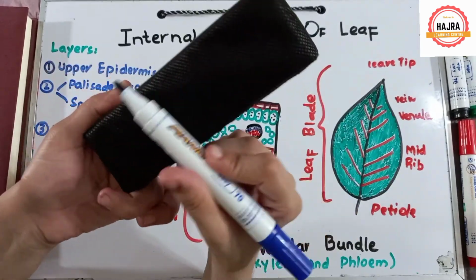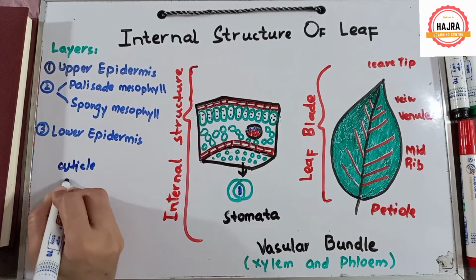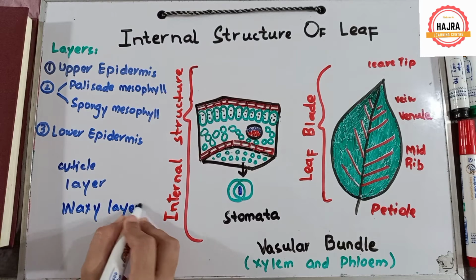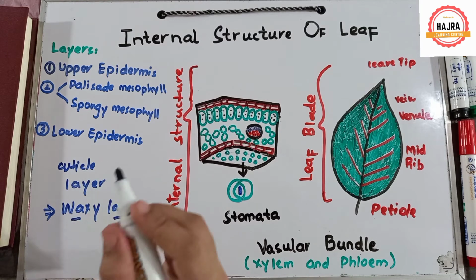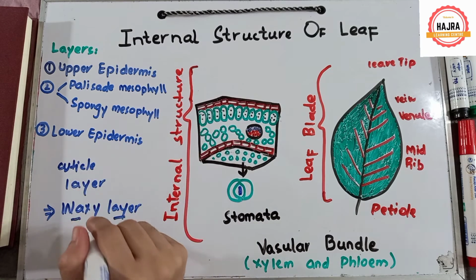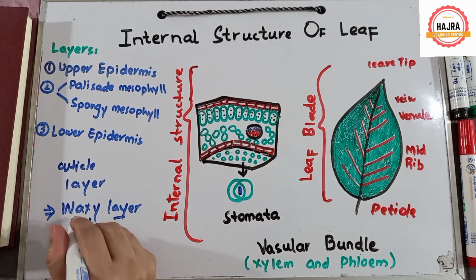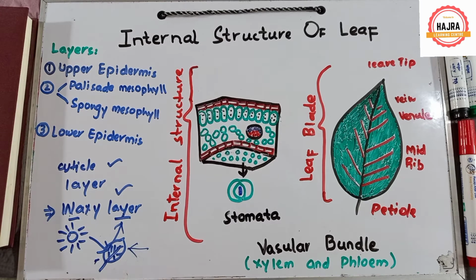On the upper surface and the lower surface, the first layer is the cuticle layer. We also call it the cuticle. Now let's talk about the function of the cuticle. The function of the cuticle is to prevent dehydration of the plant body. So water will not be lost from the plant body because there is a cuticle. As sunlight falls on a leaf, because of the cuticle, this sunlight will be reflected. So water will not be lost from the leaf. This is the main function of the cuticle.